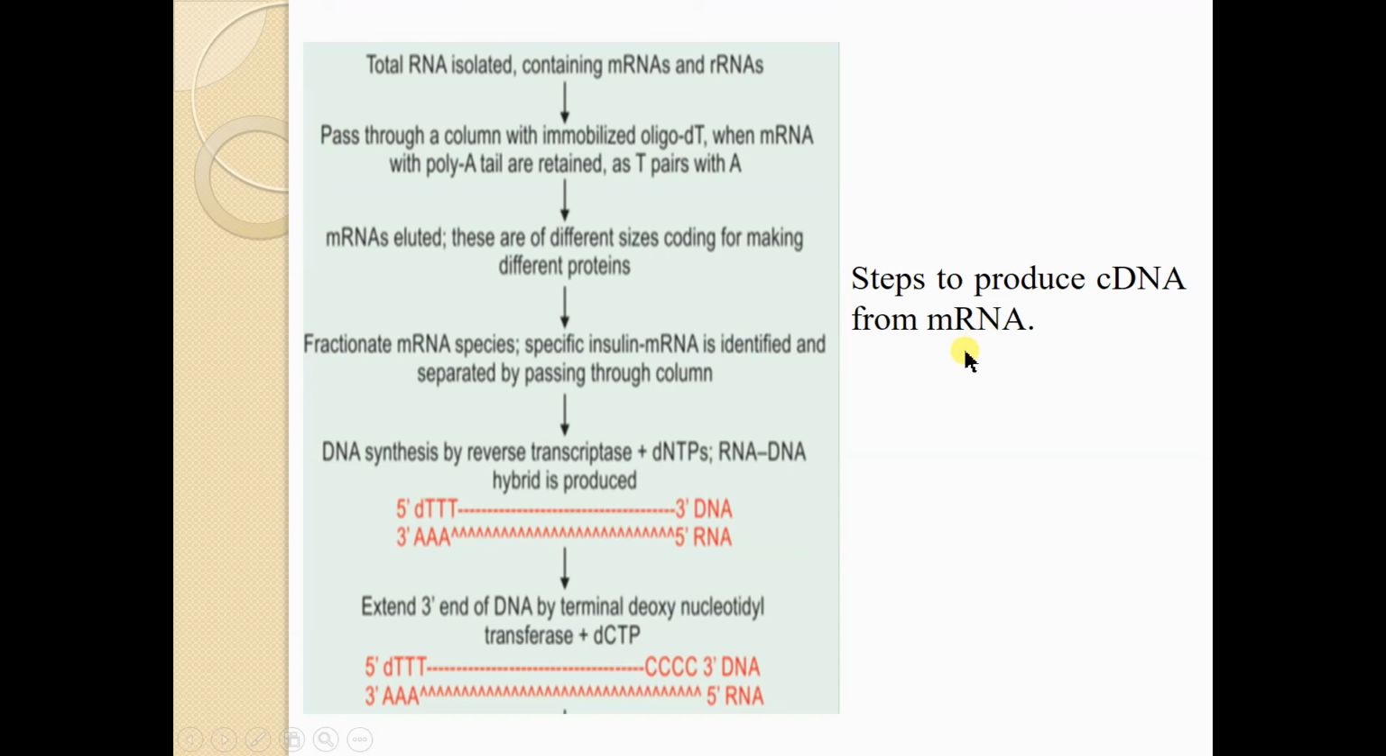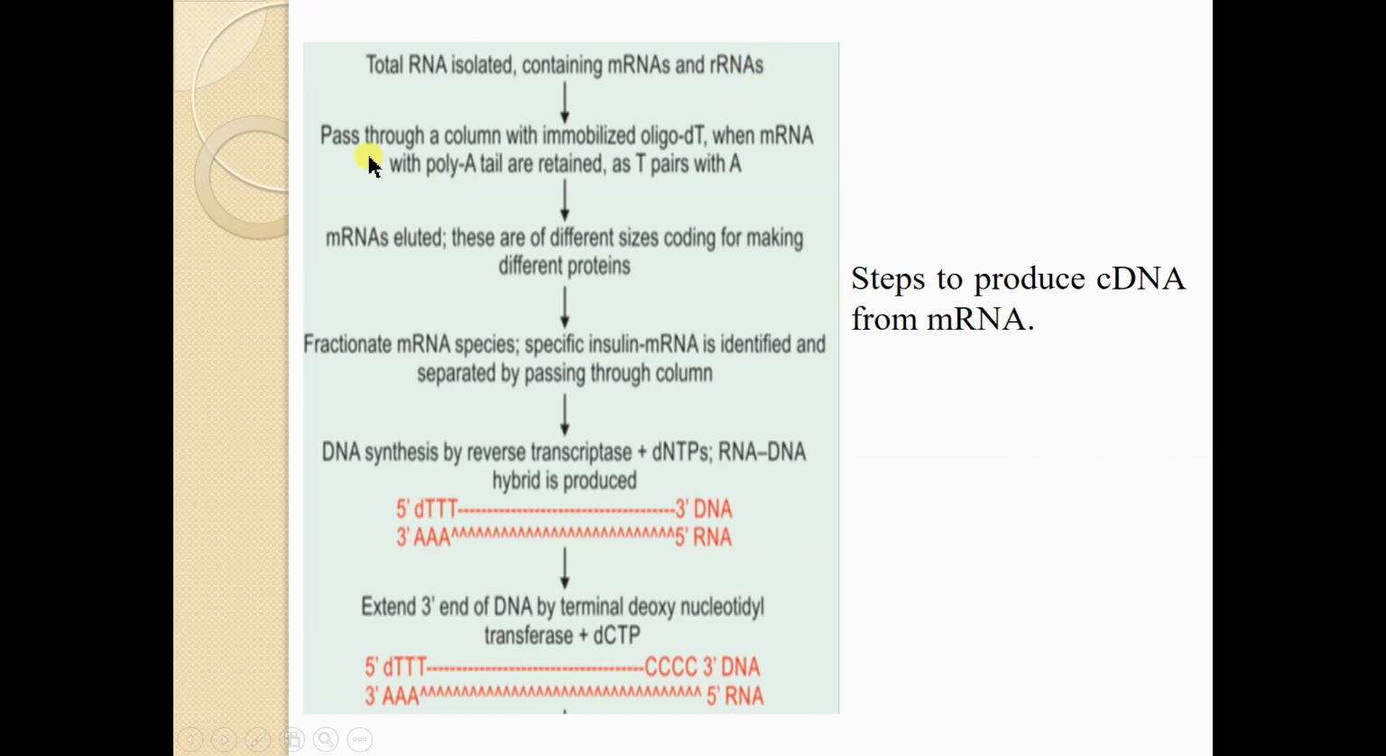So what do we do in another technique to isolate our specific DNA molecule of interest? We do not directly isolate our DNA molecule of interest from the whole genome, but rather we first isolate the total RNA from the cytoplasm and from the nucleus. Total RNA is isolated from the particular species, which contains mainly mRNAs and rRNAs in the cytoplasm.